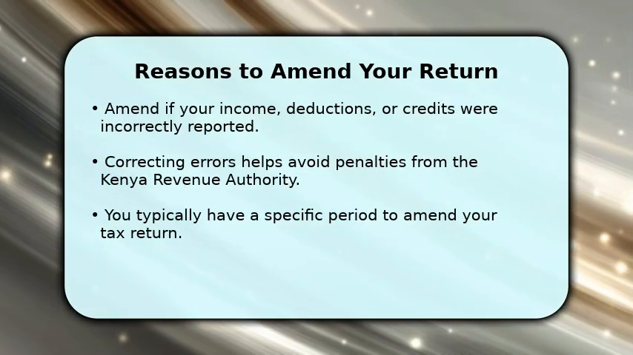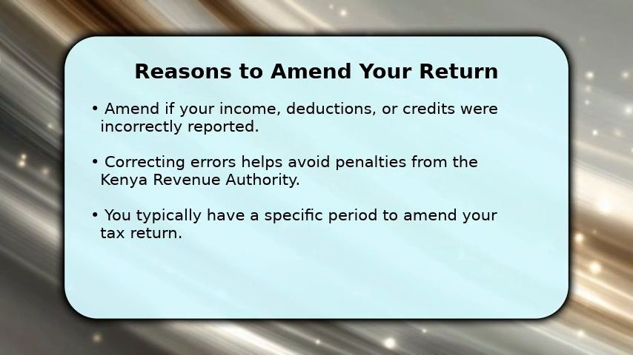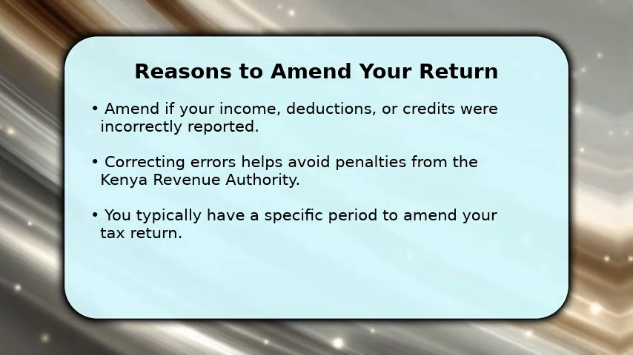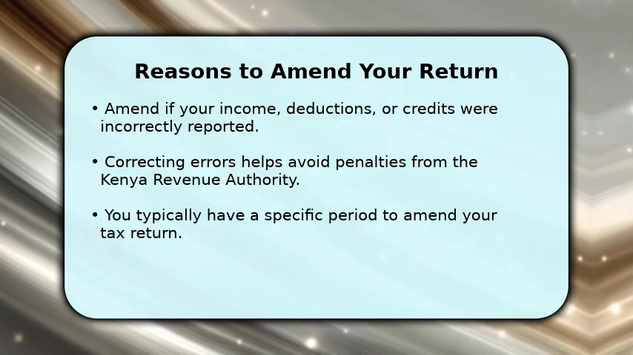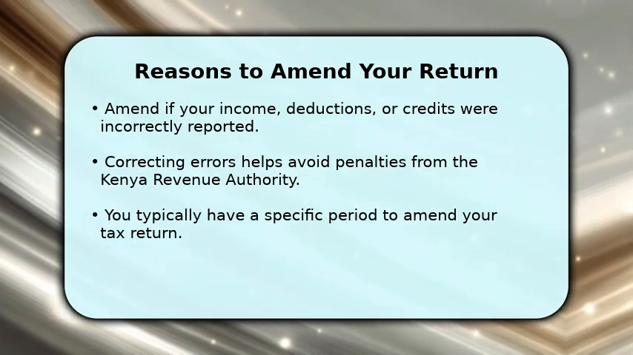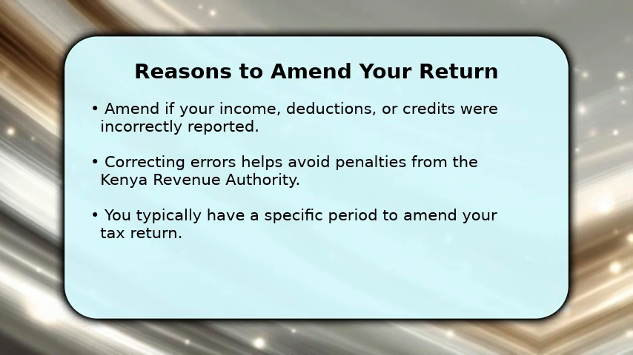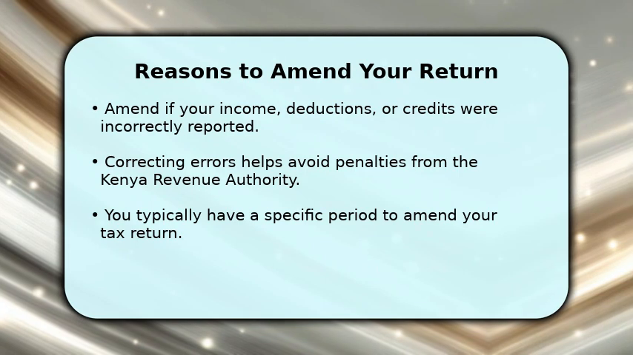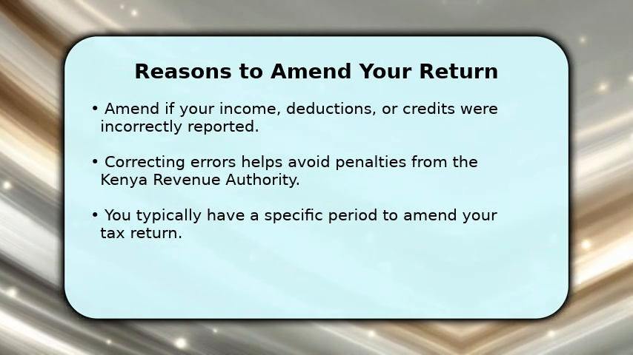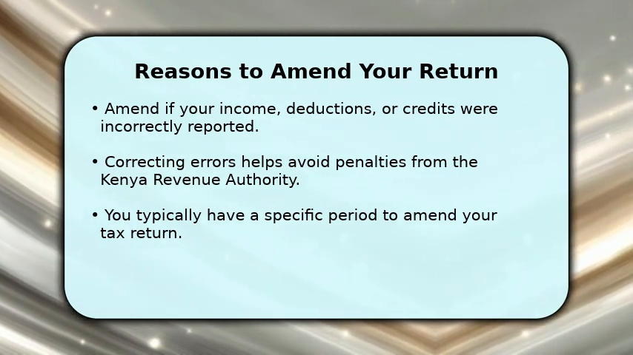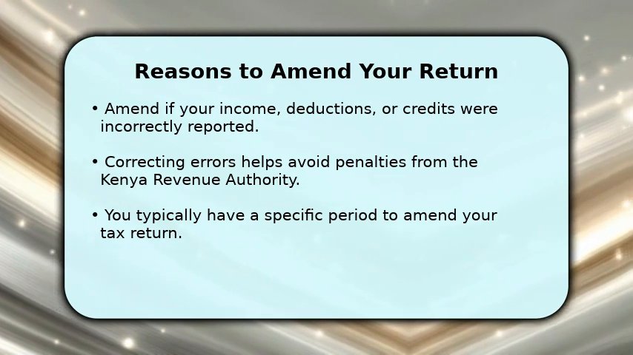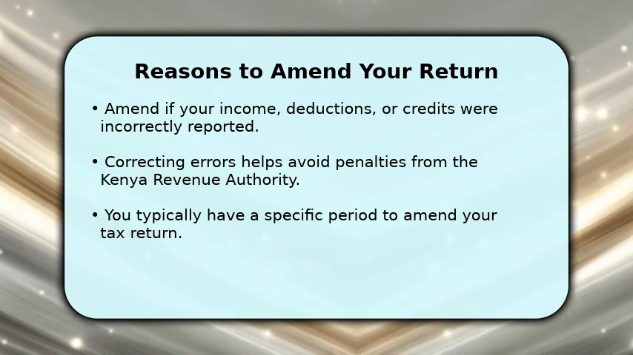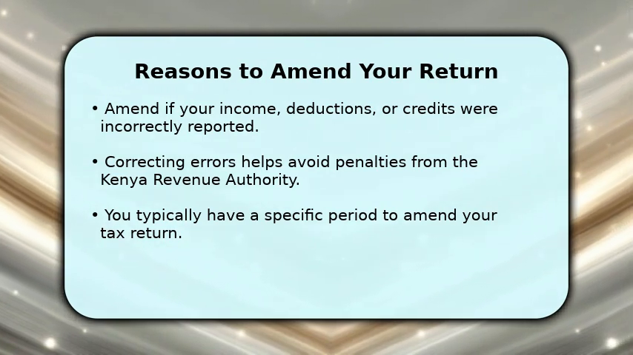You should amend your tax return if you discover any inaccuracies in your reported income, deductions, or tax credits. Common reasons include overlooked income, incorrect allowances, or missed relief claims. Correcting these errors promptly is vital to maintain compliance and avoid potential penalties, which can be up to 2,000 shillings for late filing. Generally, you have a window of opportunity to make these adjustments after your initial submission, ensuring your financial information is always precise.